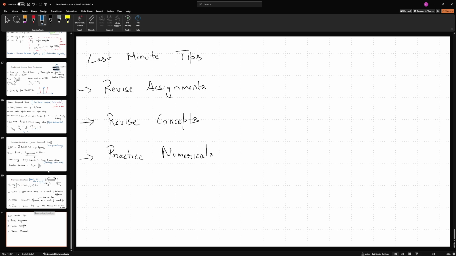And next, please revise the concepts. Go back, listen to the lectures, listen to the important parts. Mostly when Professor Vishwan has his slides, if something is important, he will make a note of it on the slides itself. So try to see if you can find the corresponding moment in the videos and listen to what he has to say.